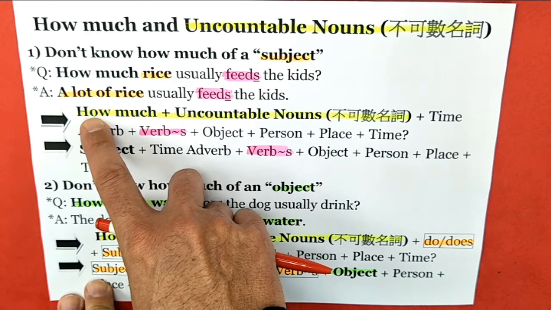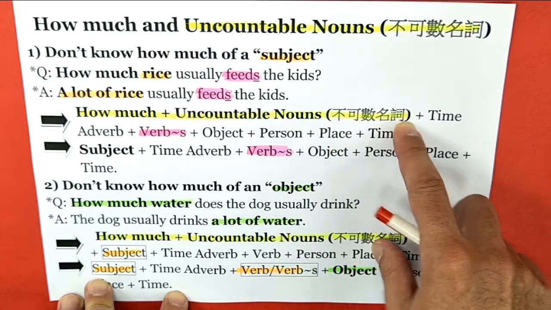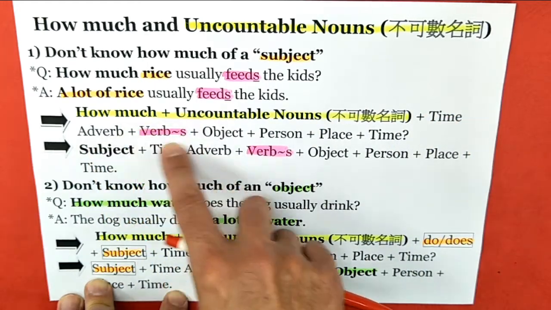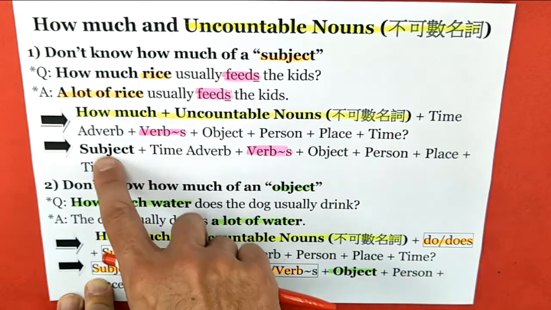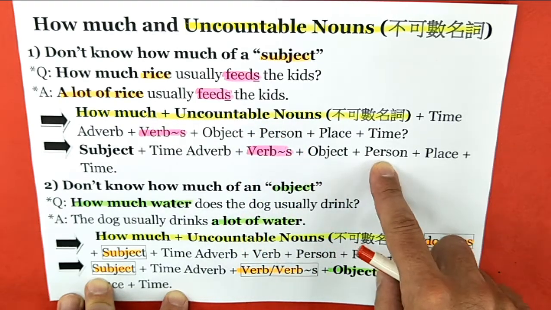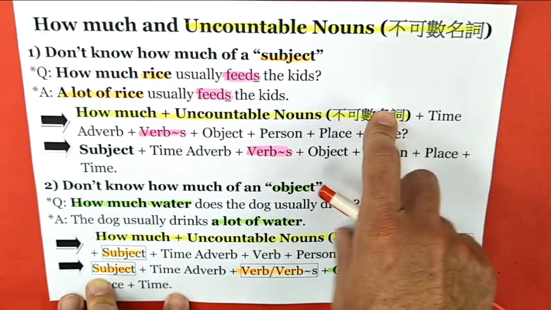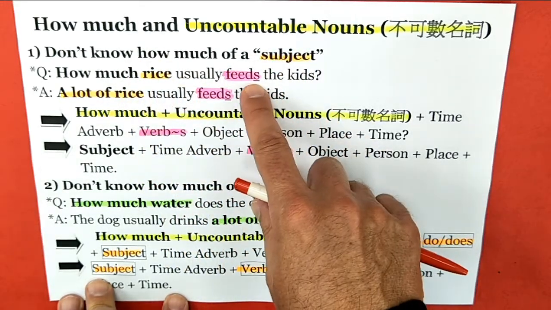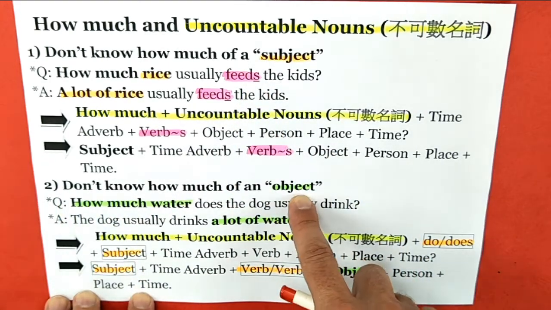What's the sentence pattern? How much plus uncountable noun plus time adverb plus verb plus S plus object plus person plus place plus time. Answer: subject plus time adverb plus verb plus S plus object plus person plus place plus time. So very easy. Just remember, how much we have an uncountable noun, and that verb must have an S. Again, we don't know how much of an object. We don't know.